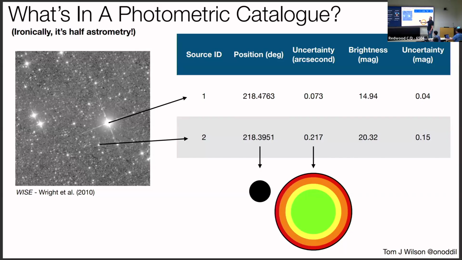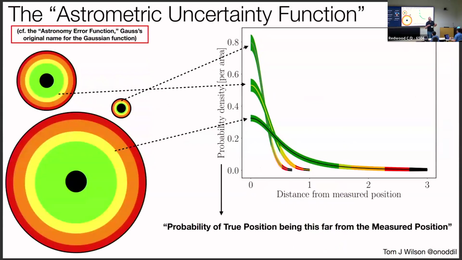The position, which I'm going to represent in this talk as a little black circle, and the uncertainty, which is a thing I'm going to talk about almost all of today, is my rainbow circles, which is, as I accidentally, during my thesis, started calling the astrometric uncertainty function, and then discovered historically that's what Gauss called the Gaussian before it was called the Gaussian, the astronomy error function, which was just a nice historical happenstance.